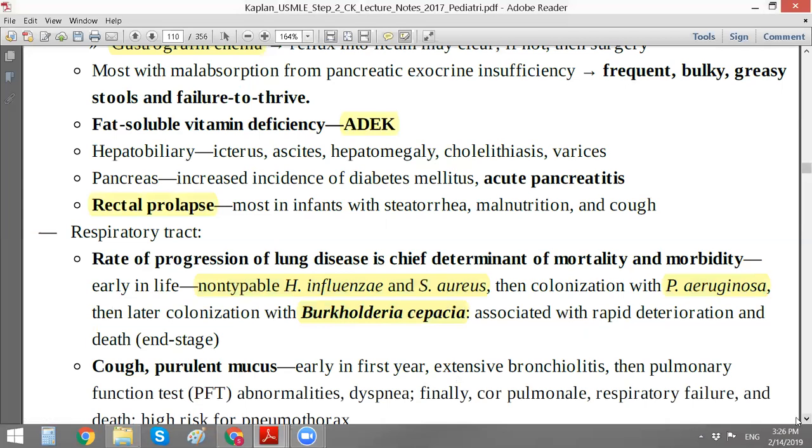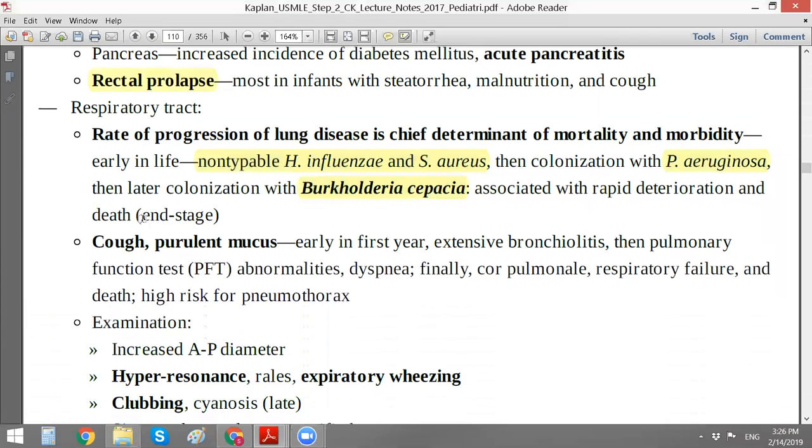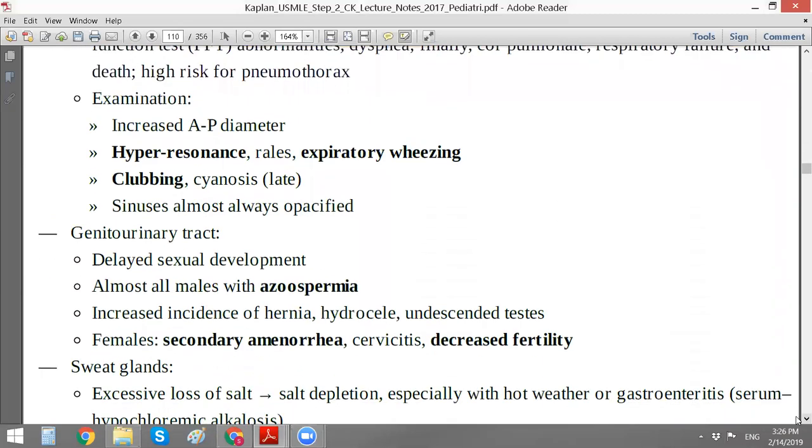This is the end stage. Cough with purulent mucus early in the first year, extensive bronchiolitis, pulmonary function test abnormalities, and dyspnea finally cause respiratory failure, death, and a high risk of pneumonia. Exam shows increased AP diameter, hyperresonance, wheezing, clubbing, cyanosis. Sinusitis is almost always present.